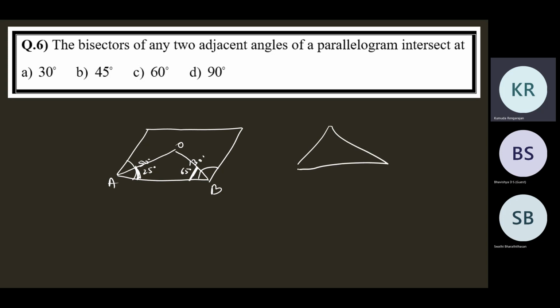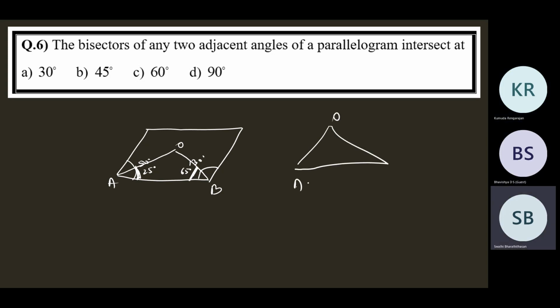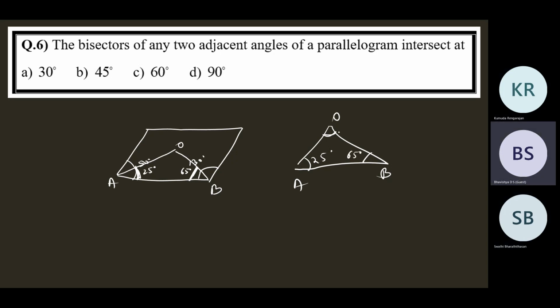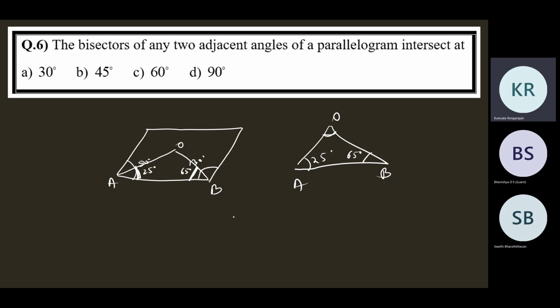Is AOB a triangle? Yes, ma'am. What's the measure of A? 25 degrees, ma'am. This one? 65 degrees, ma'am. Then what's the measure of this angle? 90 degrees, ma'am. So you take any example, you'll always see that this angle is 90 degrees.